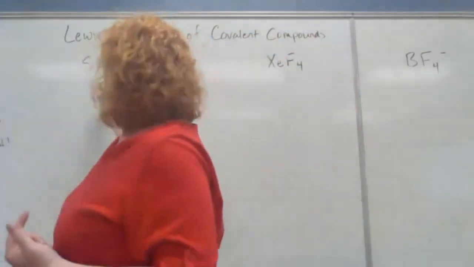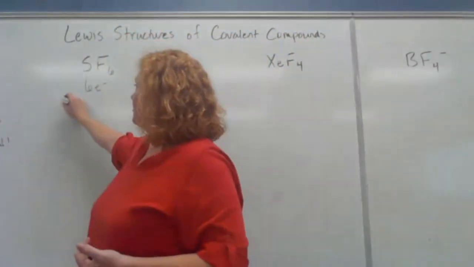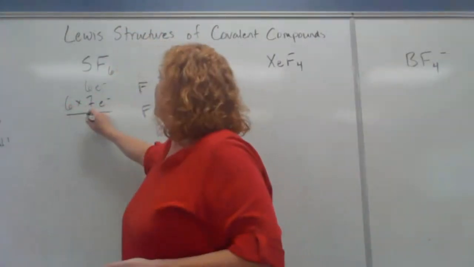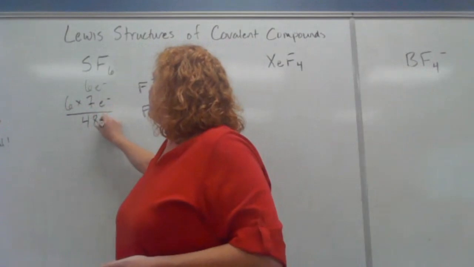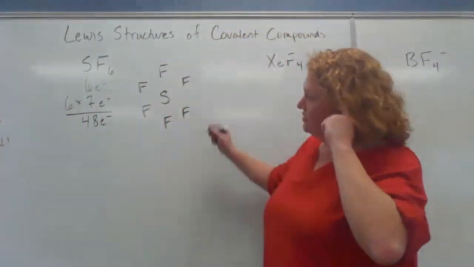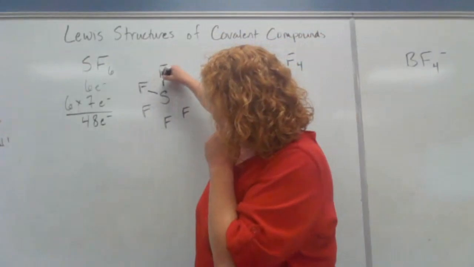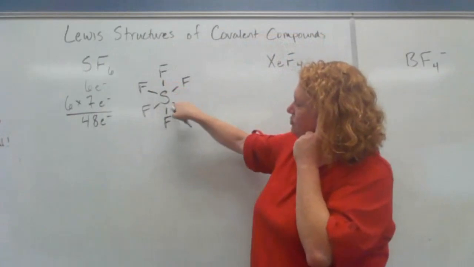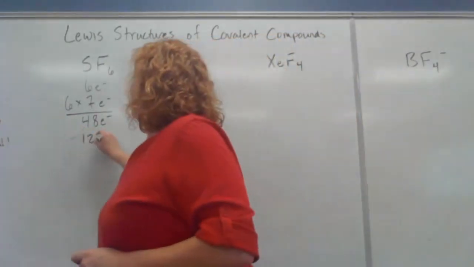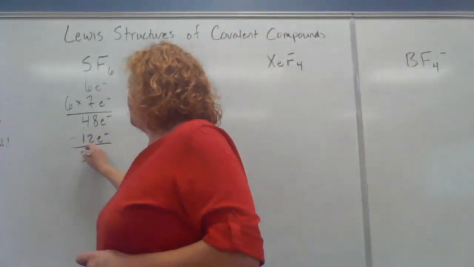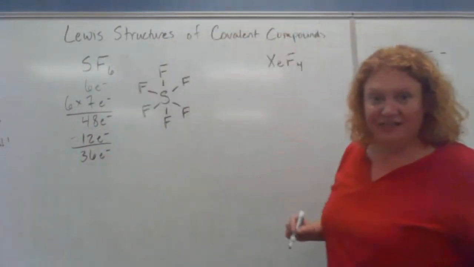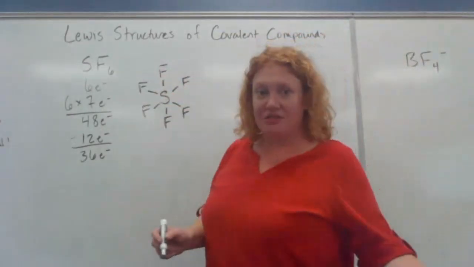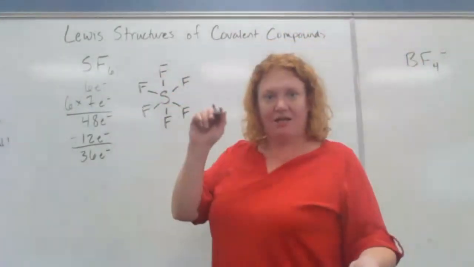Sulfur has 6 valence electrons. Each fluorine has 7 valence electrons. So a total of 48. Start by connecting each terminal atom to the center by a single covalent bond, 2, 4, 6, 8, 10, 12. And then however many you have left over is what you fill in as lone pairs, starting on the terminal atoms. And the goal would be to at least start by giving everything an octet, adding your lone pairs.